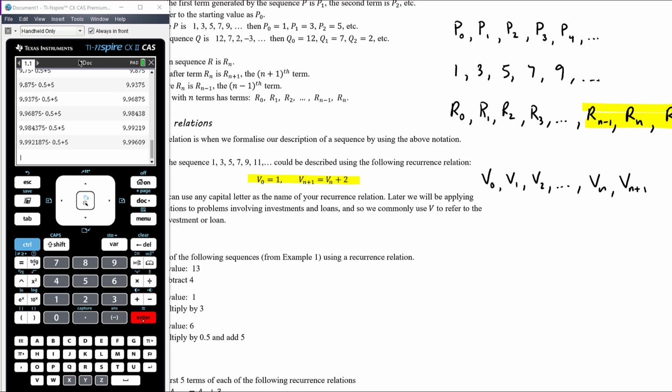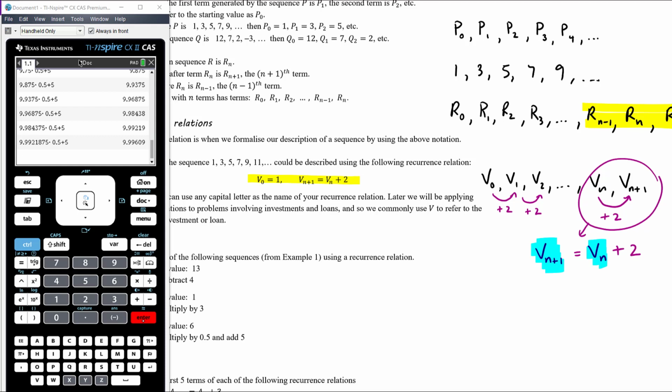So we know in this sequence that the way we get from each term to the next is to add 2. So that means to get from Vn to Vn plus 1, we're going to be adding 2. So what we learn from this is that the n plus 1 term of the sequence is equal to the previous term, the nth term, plus 2. So all you're looking at here with this notation is that this is a term in the sequence, and this is the term that comes before that in the sequence.